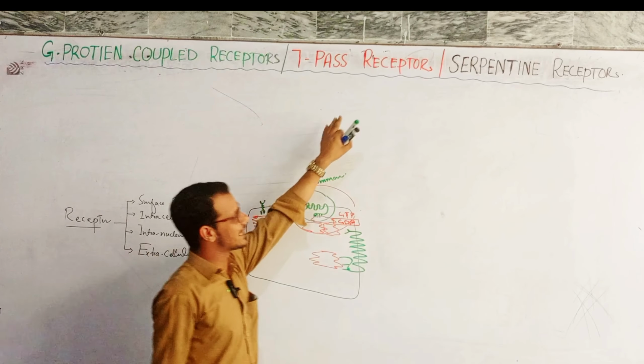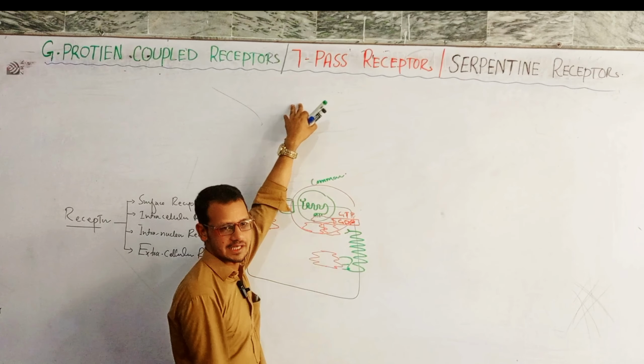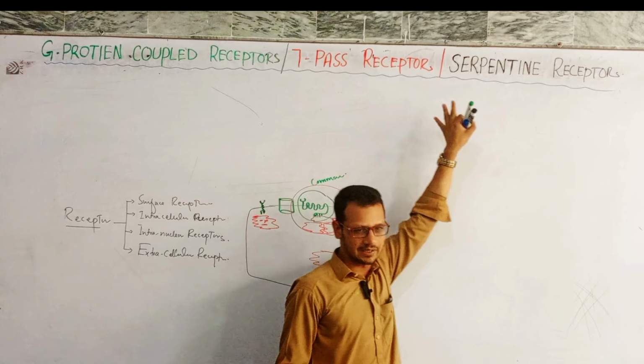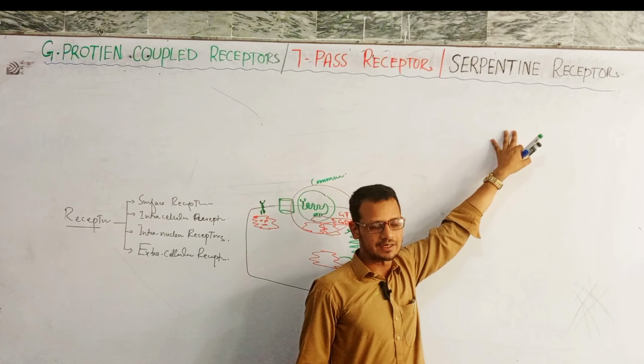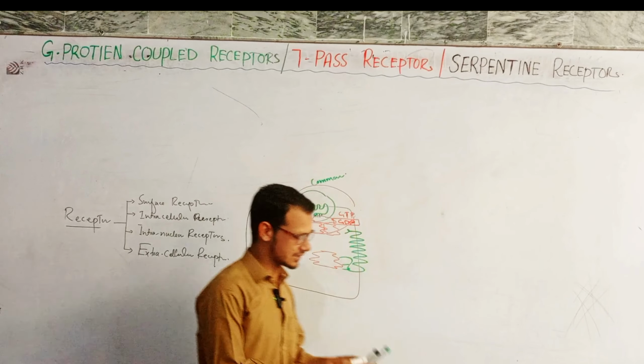Why is it called a 7-pass receptor? Because it crosses or penetrates the membrane 7 times. And why is it called a serpentine receptor? Because its shape is like a snake. So it is called a serpentine receptor.